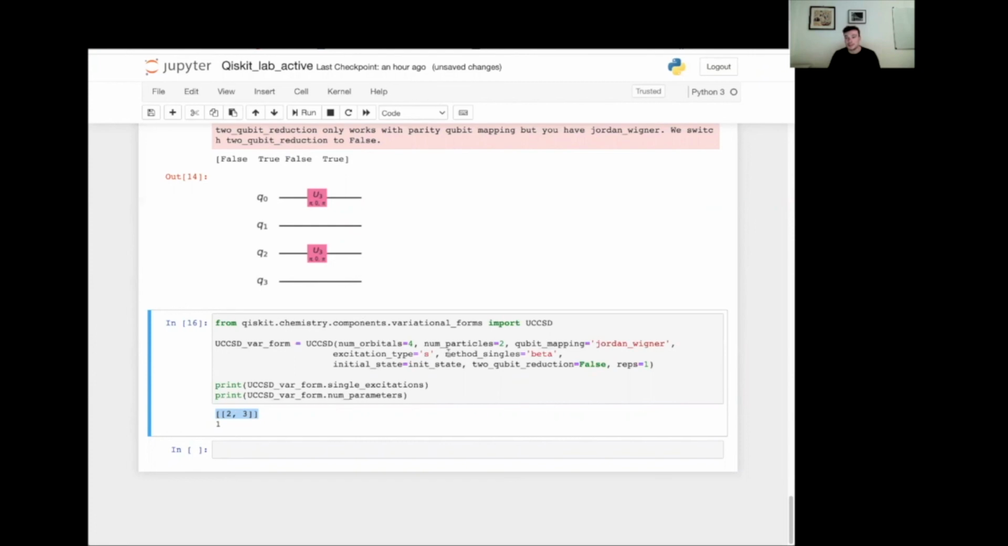And this is consistent with the fact that I only picked excitations in the beta sectors, and I only picked single mode excitations. Okay. So we only have one parameter. So in this case, it will be a very trivial VQE, only one variational parameter and only one excitation. But this is for the sake of simplicity in this tutorial.